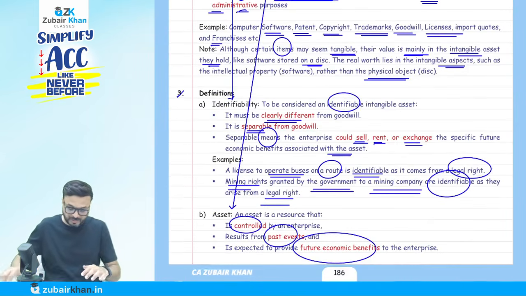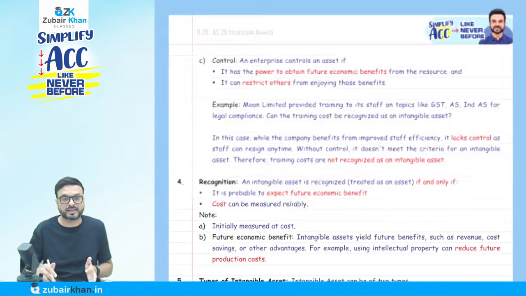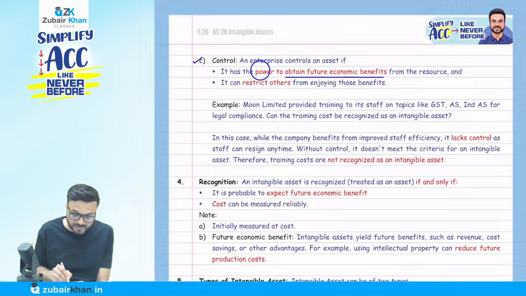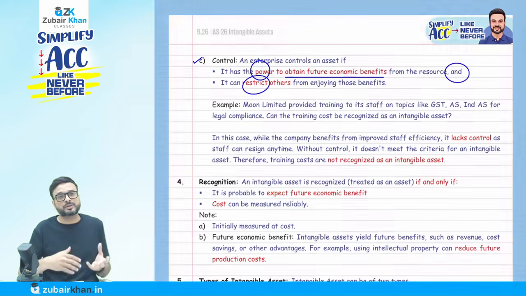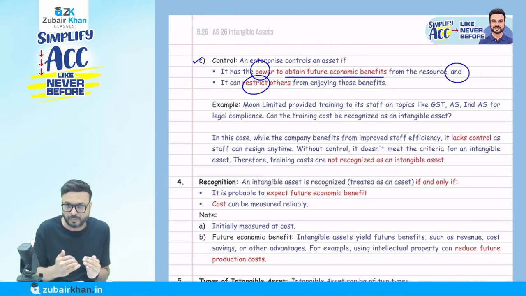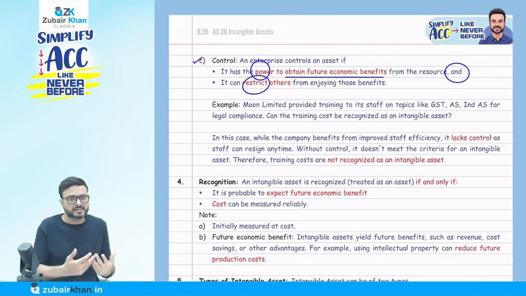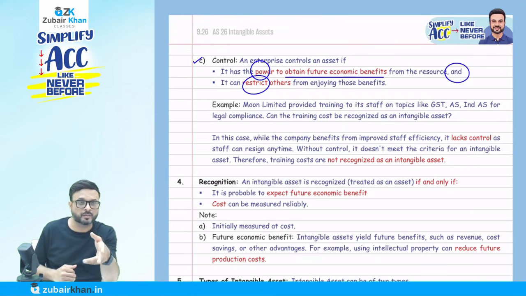Now one more thing. You will ask me, sir, what do you mean by control here? Control is defined in the next point that you can see. Control means I have the power to obtain the future economic benefit from the resource. I can restrict it also. Now understand this point: control does not mean I am the only one who is going to use it. It means I can also restrict others. Something which belongs to me, I can tell someone else, don't use my software, why are you using this? It means I can restrict others as well.